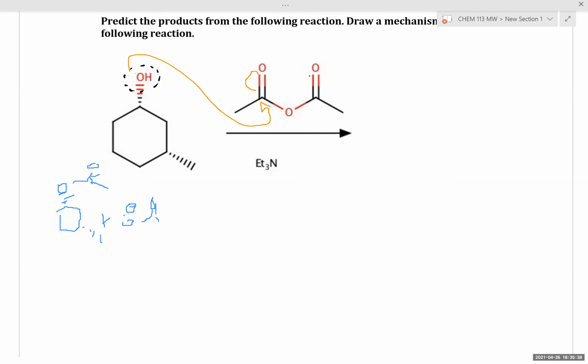So in this case, our nucleophilic alcohol will attack the electrophilic carbonyl carbon of the anhydride. Perfect. From here, we get a tetrahedral intermediate. So what's going to happen next?